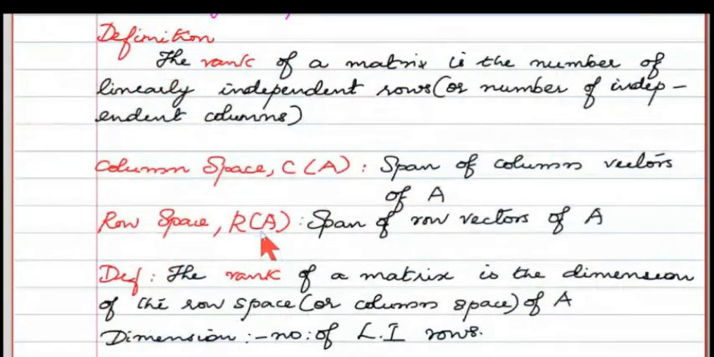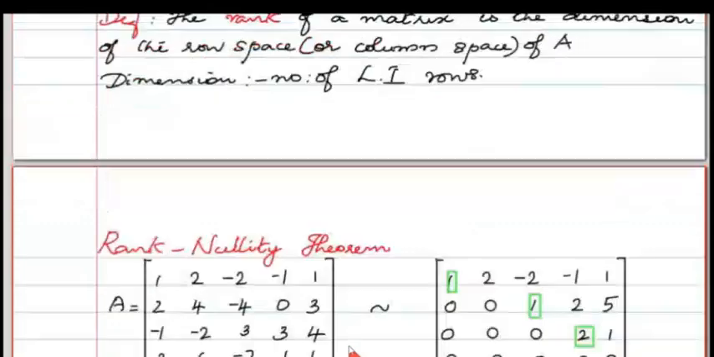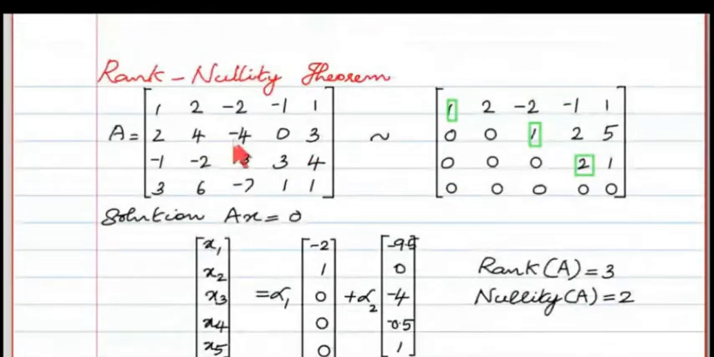Another definition: the column space, or C of A, is the span of the column vectors of A. And the row space is defined as the span of the row vectors of A. So again, rank is defined as the dimension of the row space or column space of A. Dimension means the number of linearly independent rows. So another theorem is known as the rank nullity theorem. So this is our matrix.